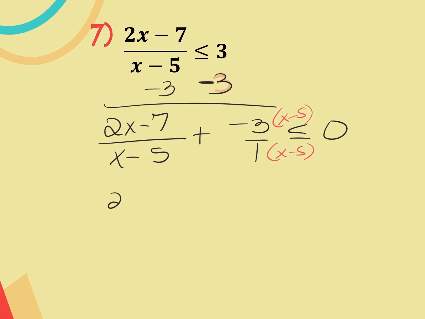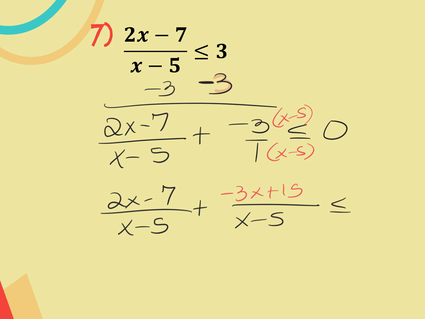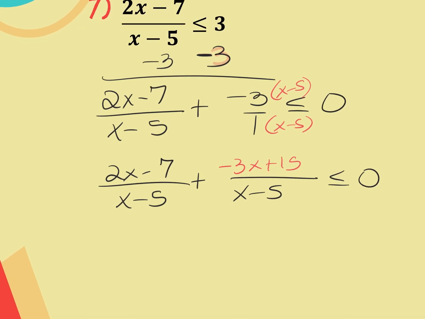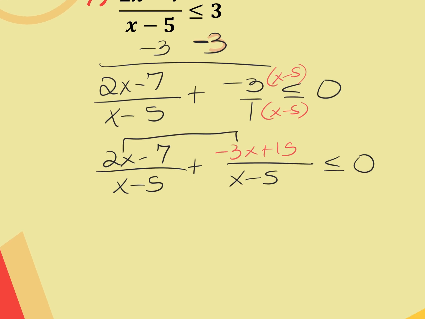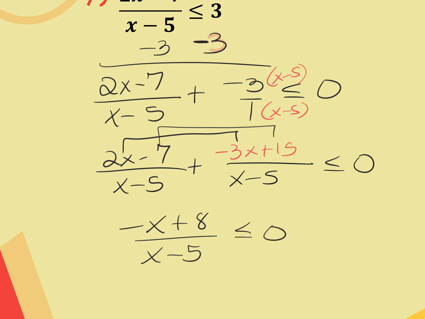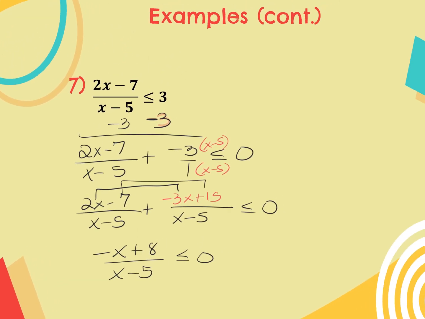So now I have 2x minus 7. This fraction stays the same. This one I have to distribute the -3, and I get -3x plus 15 over that LCD. Combine your like terms in the numerator. So 2x minus 3x gives me -x, and then -7 plus 15 is +8. I now need to set the numerator equal to 0. So -x plus 8 equals 0.